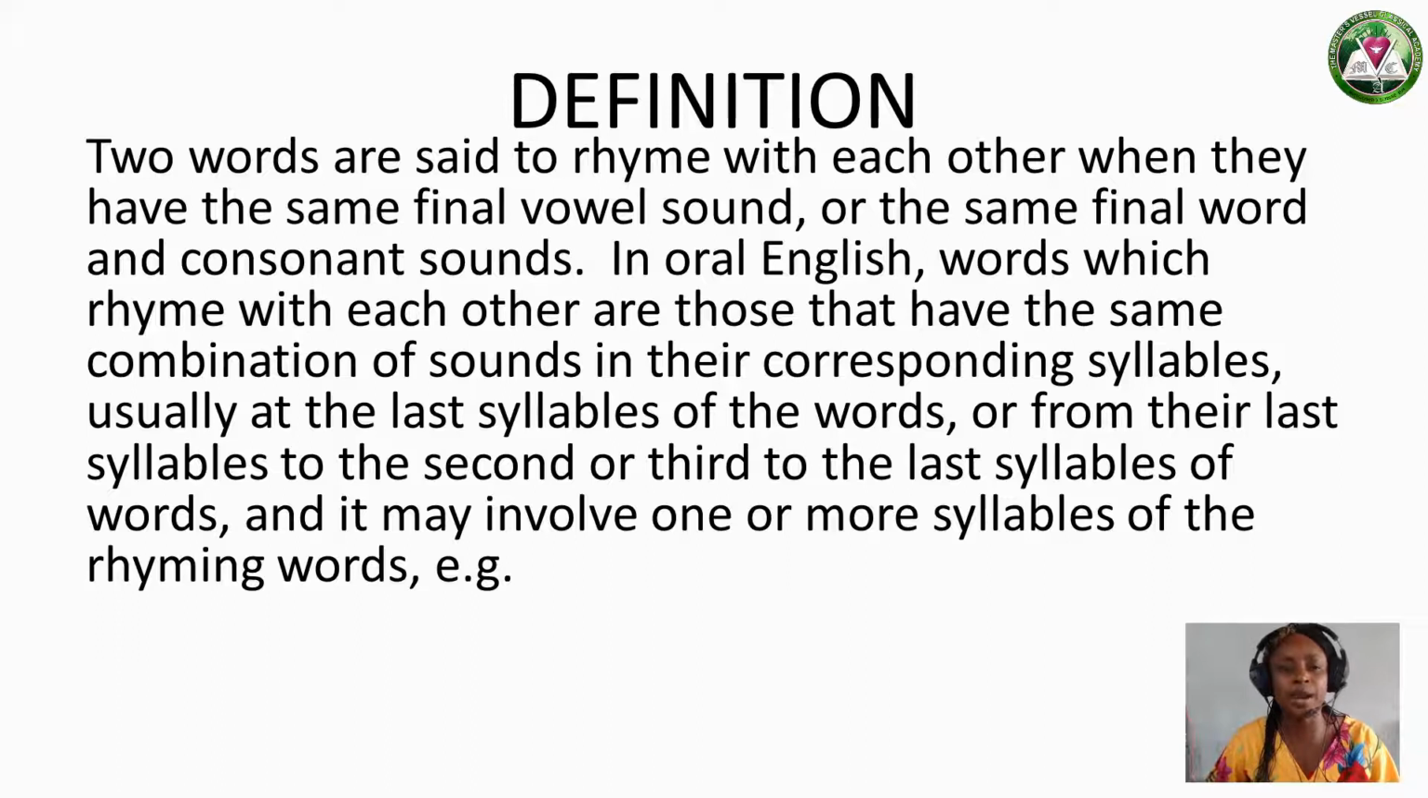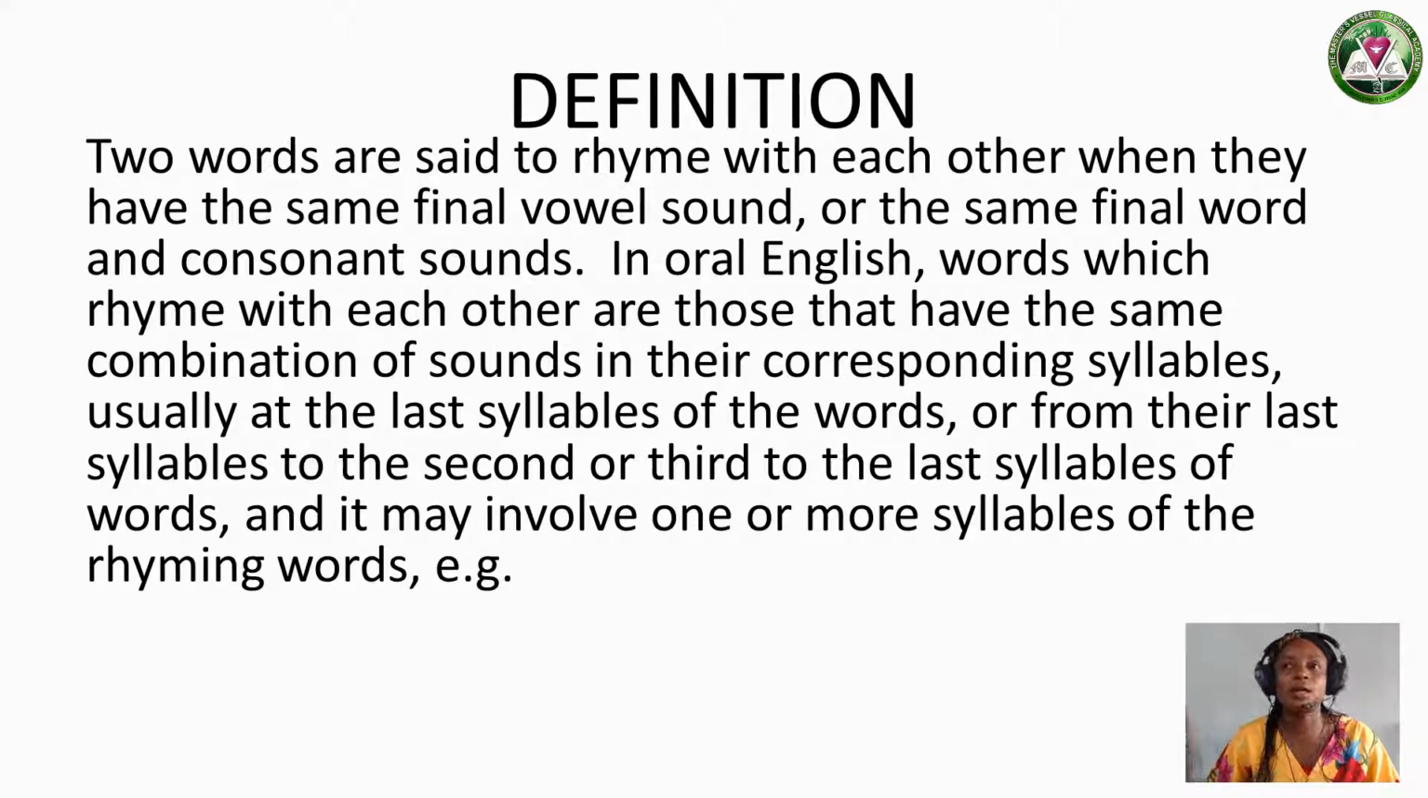Now, what do we mean by word rhyme? Two words are said to rhyme with each other when they have the same final vowel sound or the same final vowel and consonant sounds. In oral English, words which rhyme with each other are those that have the same combination of sounds in their corresponding syllables. Usually these are the last syllables of the words, or from their last syllables to the second or third to the last syllables of words, and it may involve one or more syllables of the rhyming words.